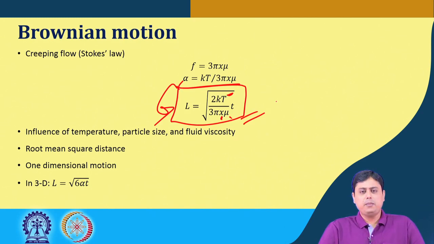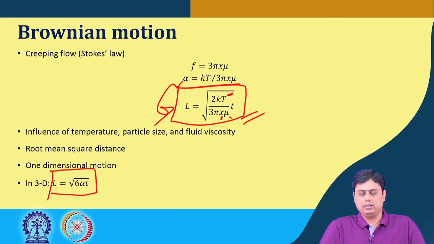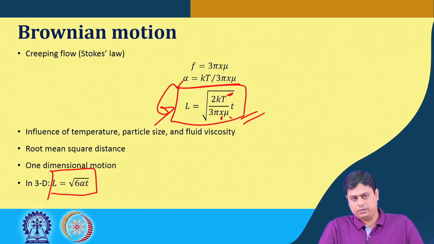But in 3D, an analogous relation can be developed, and that has L equals square root of 6 alpha t. So, that means we have understood why this Brownian motion happens, how to estimate the length a certain particle travels in a one dimensional random walk model, and which parameters influence this length that it travels or its average velocity.